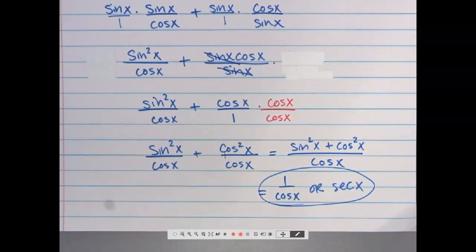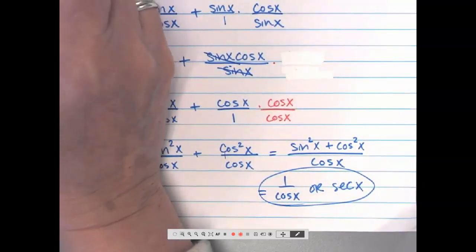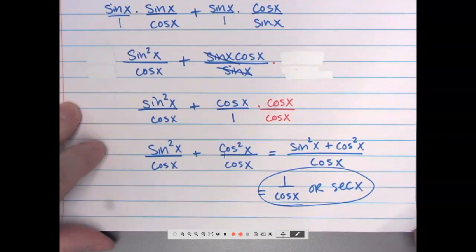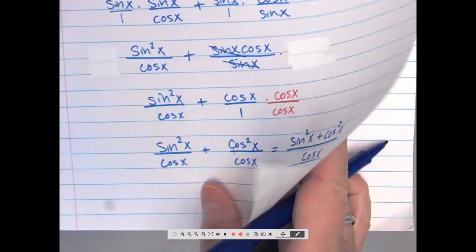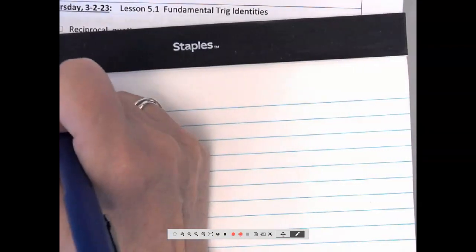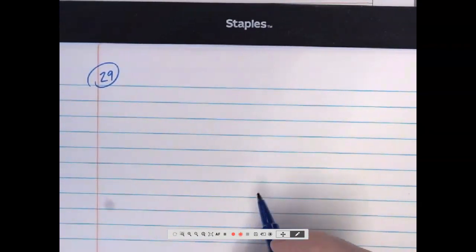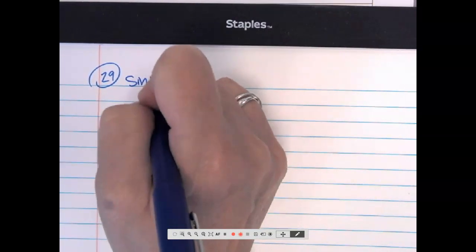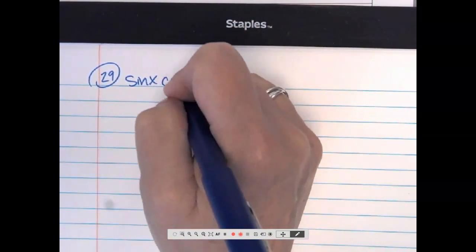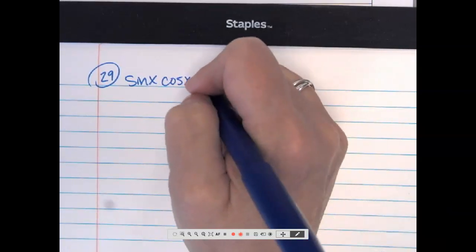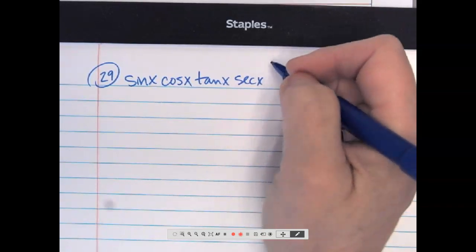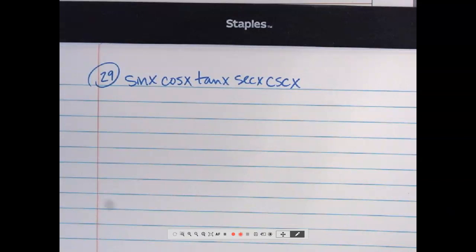Any question on that? Alrighty. That takes us to 29. Oh, this one looks kind of crazy at first, doesn't it? All this stuff is multiplied together. Sine, cosine, tangent, secant, and cosecant. Well, that just looks like a bunch of mess, doesn't it?